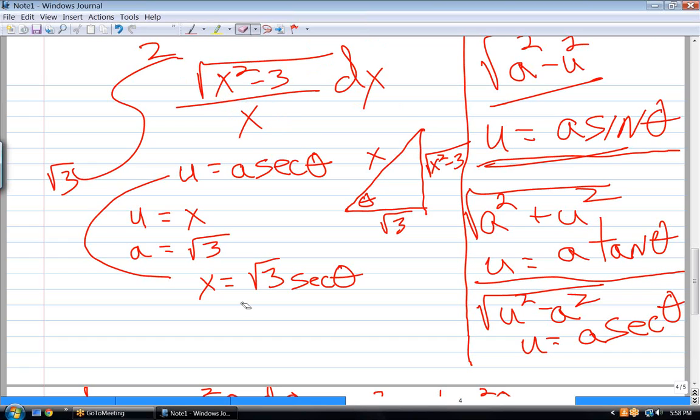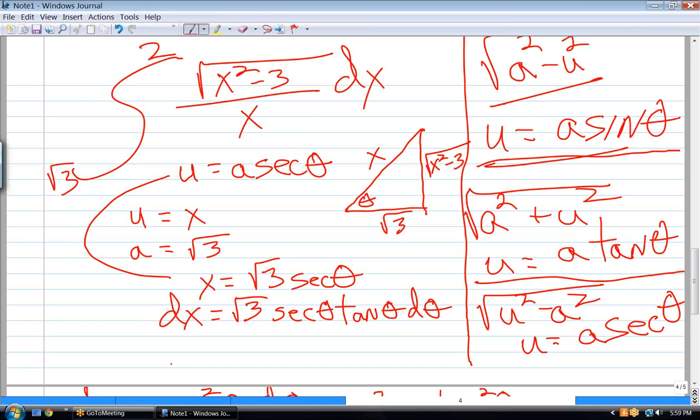Let's find dx first. Remember, the derivative of secant is secant tangent. So there's dx. X we have, that's right there.